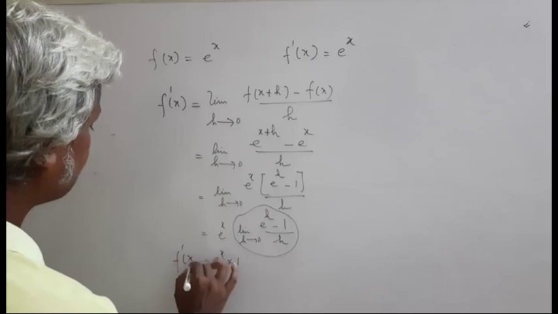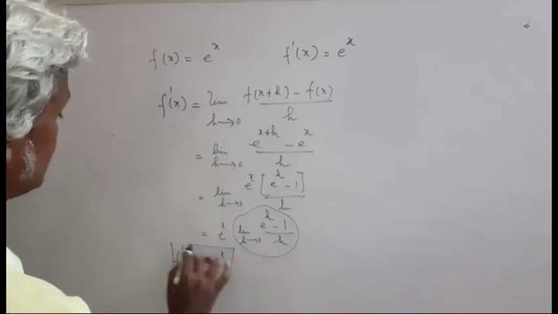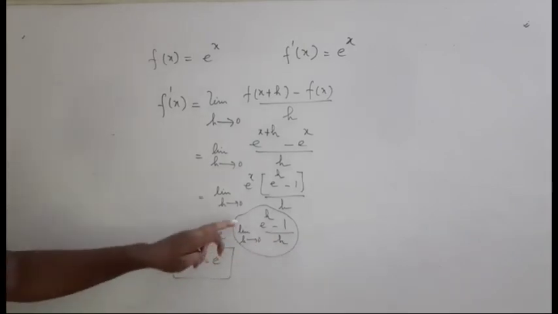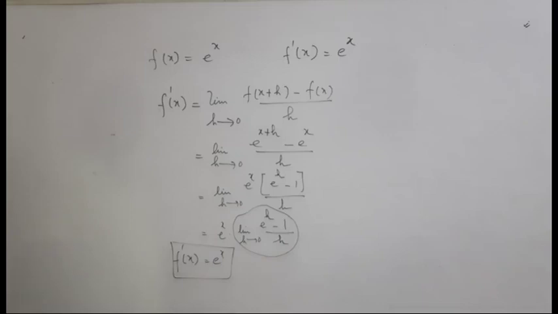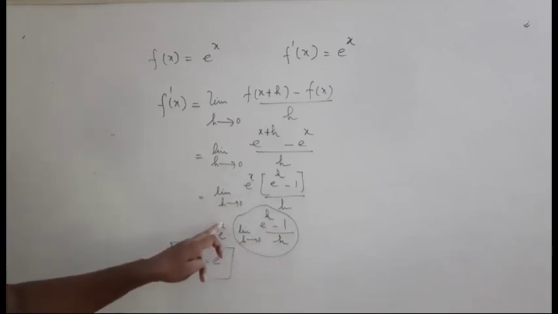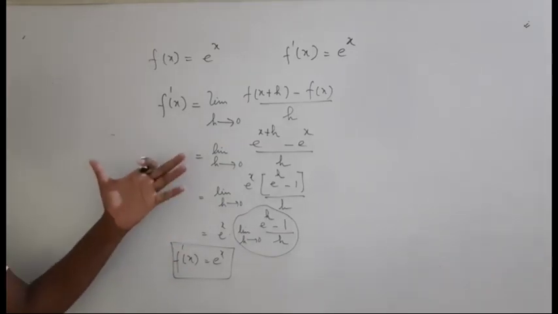Therefore f dash x is nothing but e to the power x, because this is the standard limit formula, that limit h tends to 0 of e to the power h minus 1 over h is 1. So e to the power x into 1 will become this function. This is how this formula has come up. Now I'll take a few more examples to explain my point of view, but before that I would like to clear the screen.